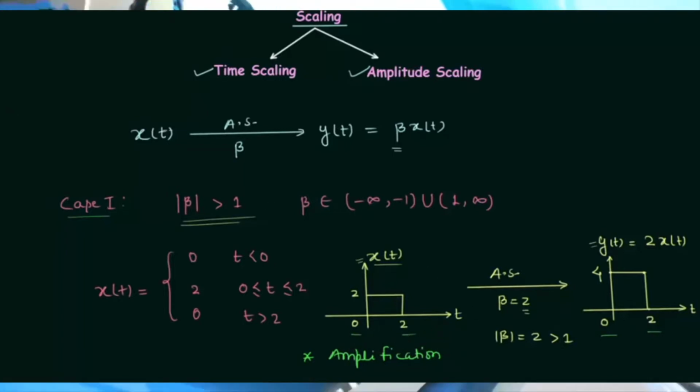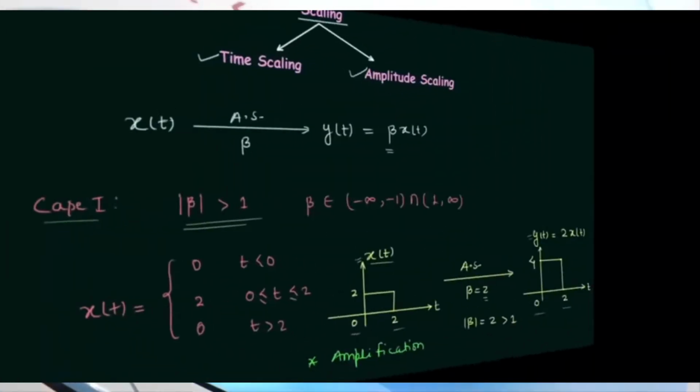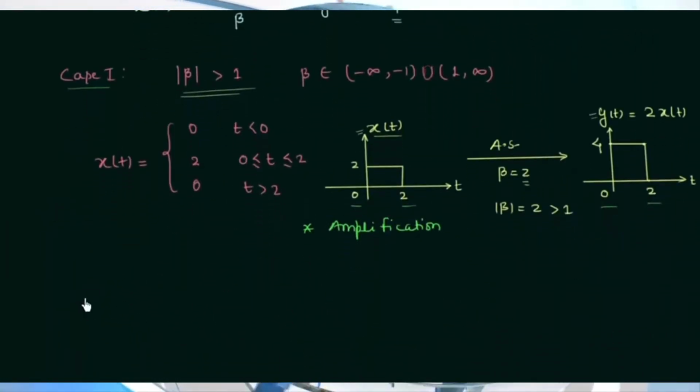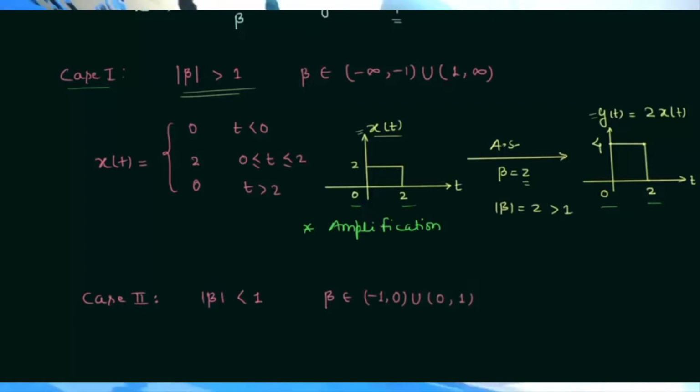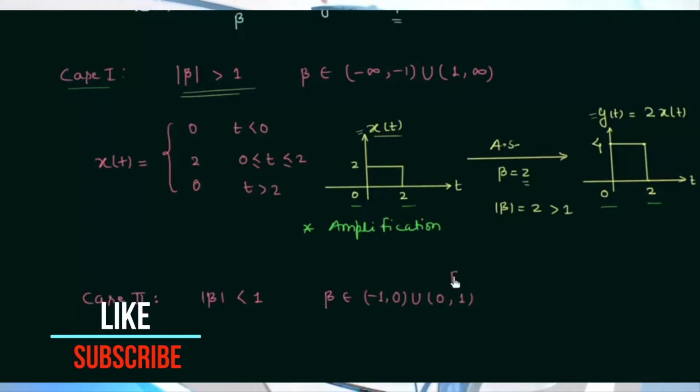Now we will discuss case number 2. In case number 2, mod of beta, or absolute value of beta, is less than 1. Therefore, range of beta is from -1 to 0 union 0 to 1, and this means beta is a number like 0.1, 0.7, etc. It is not an integer.